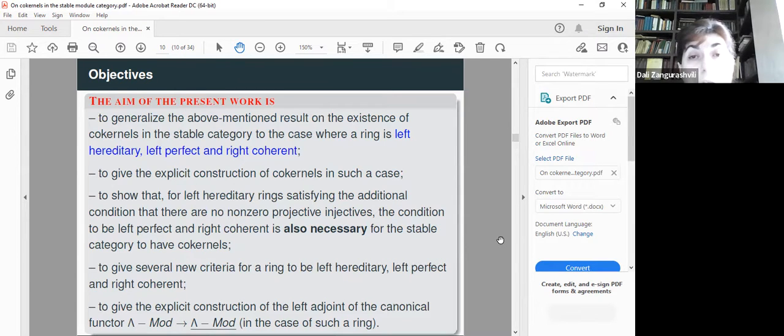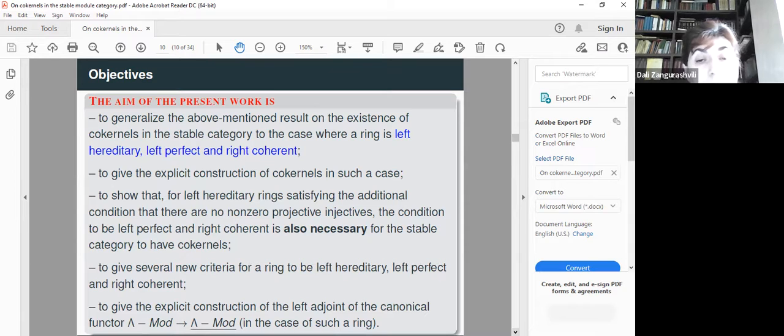The next aim is to study when the condition to be left perfect and right coherent is also necessary for the stable category to have cokernels, provided that a ring is left hereditary. The next aim is to give several new criteria for a ring to be left hereditary, left perfect, and right coherent. Why do I say new? Because several criteria were already known, and I will talk about this soon.